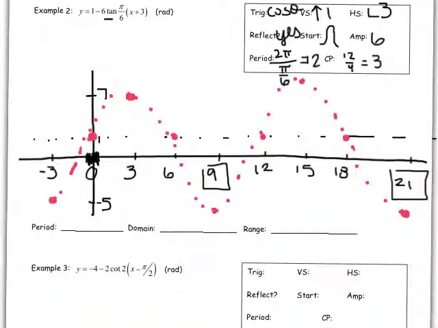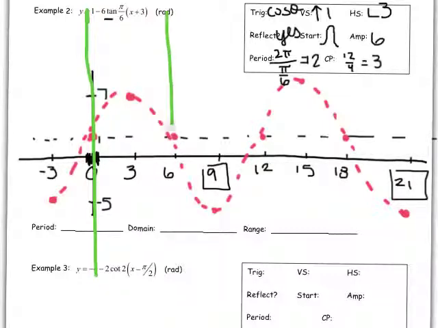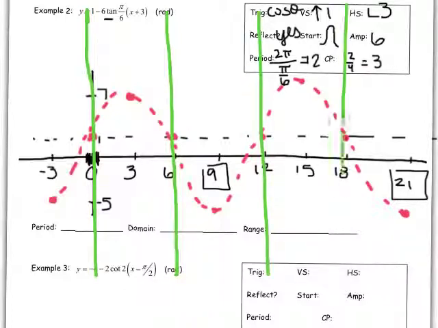Alright, now the real problem was to graph tangent, so we're not done. We know where it crosses the sinusoidal, which is here, here, here, and here. We're going to create those vertical asymptotes. So here's a vertical asymptote. Here's a vertical asymptote. So I've done the 0, the 6, the 12, and the 18.